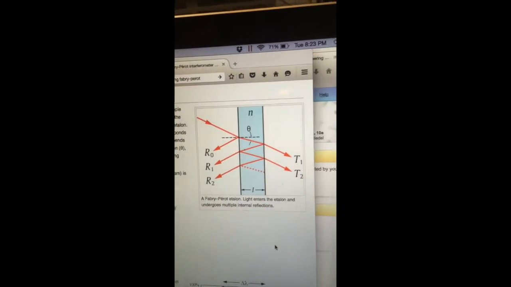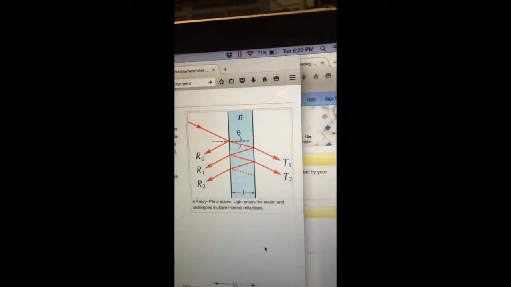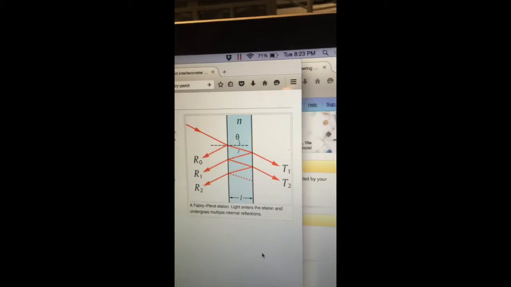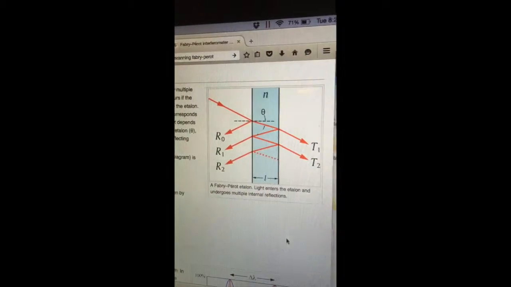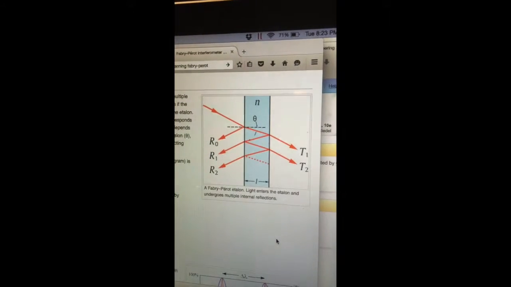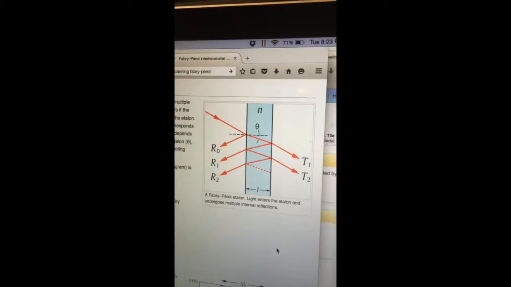Changing this distance L will effectively change the interference between the reflections of the plates. The resonant frequency of the Fabry-Perot will match the laser cavity frequency when constructive interference occurs between the transmitted beams.